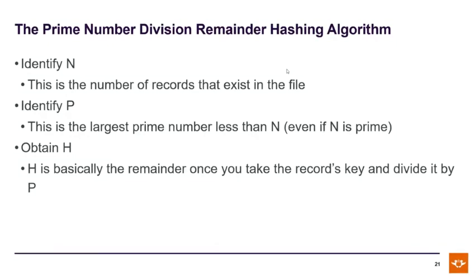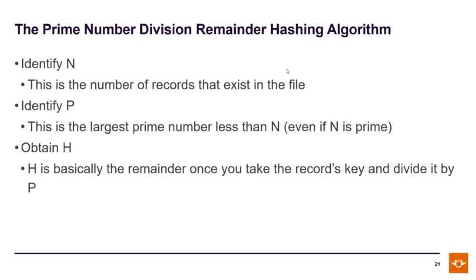You've got N, P, and H. You need to identify N. N is the number of records that exist in the file. So that is the size limitation of your file. It will be between 0 and whatever the number of records are that you're expecting. So N is your data set size, how many record items you're expecting.